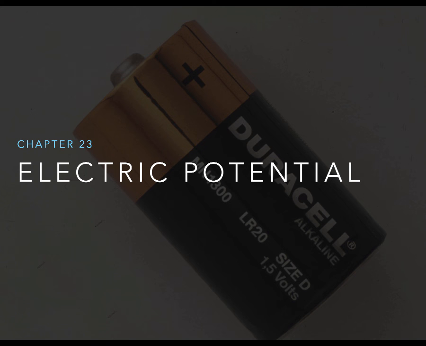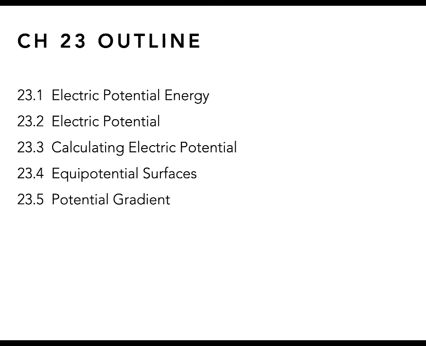So that's my intro for this chapter, which is on electric potential. Electric potential is really measured in volts. That's why there's this battery back here. And here's what we're going to go over. We're going to talk about potential energy, then we'll talk about the potential, then we'll talk about ways of calculating it, going back and forth between electric field and electric potential, and then we'll talk a little bit about the geometry of equipotential surfaces and potential gradients.